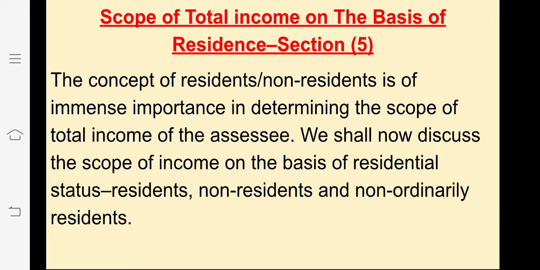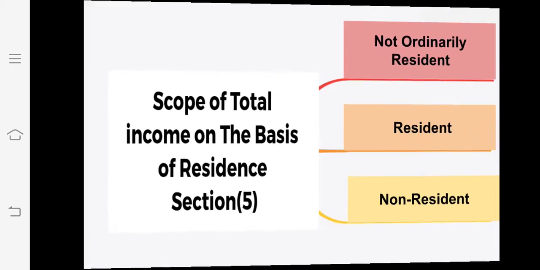A person may be a resident of more than one country for any previous year. A person may be an Indian citizen in one year and in the second year he may not be an Indian citizen, depending on his stay in India. Residents are classified as resident and ordinary resident, resident but not ordinary resident, and non-resident.